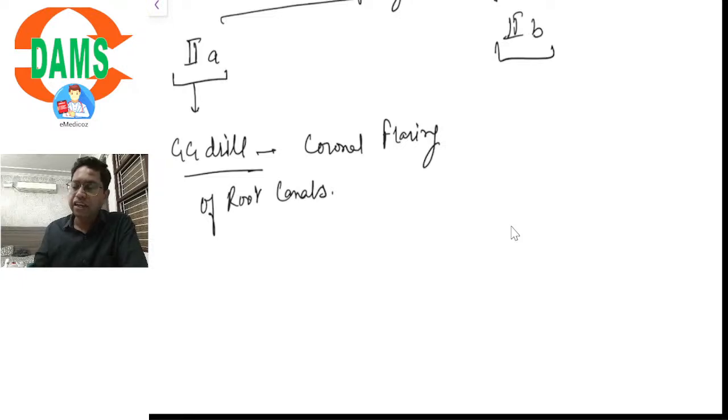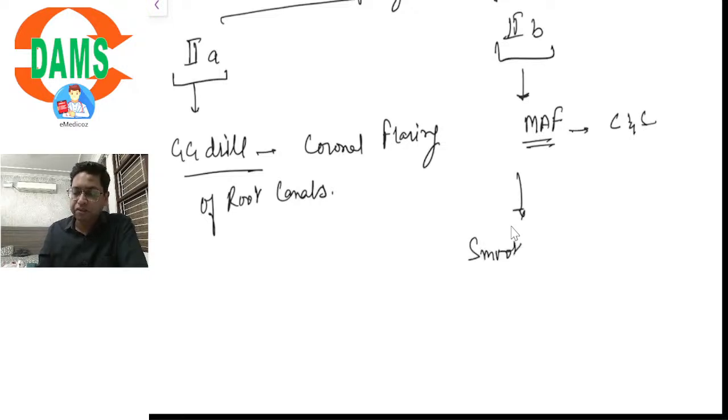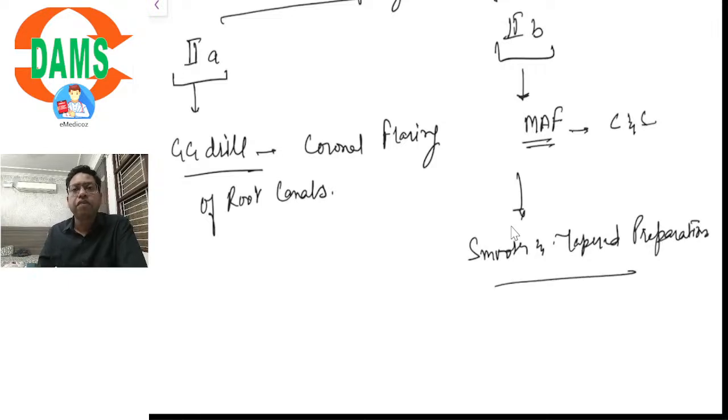Okay. And in 2B, what we do, we use master apical file. All of you now know what is a master apical file. The last file to be used, or the largest file to be used to the working length, is called master apical file. This master apical file is used to do cleaning and shaping once again, which gives a smooth and tapered preparation. So this is known as step back preparation. Okay, we are stepping back.